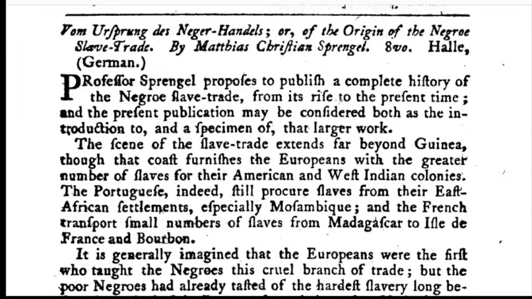Okay, it says, from its rise to the present time, and the present publication may be considered both as the introduction to and a specimen of that larger work. The scene of the slave trade extends far beyond Guinea, though that coast furnishes the Europeans with the greater number of slaves for their American and West Indian colonies.